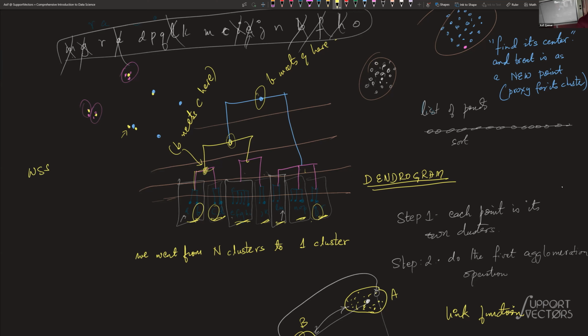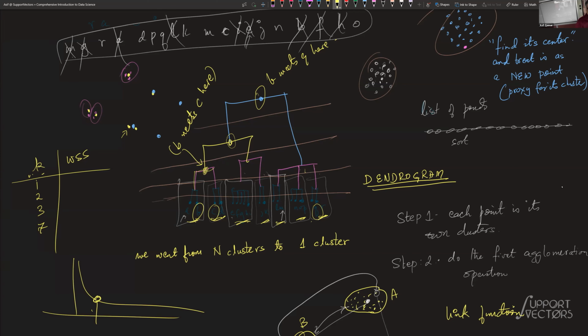You will do the WSS for all of these values. One cluster, two clusters, three clusters, and 1, 2, 3, 4, 5, 6, 7 clusters. And of course, the endpoint will be 0. And you will have to plot this: this is K, the number of clusters, and this is your WSS. And you'll again have to draw a scree plot and hope that there is an elbow.